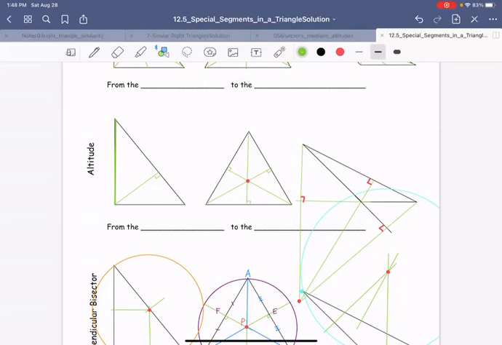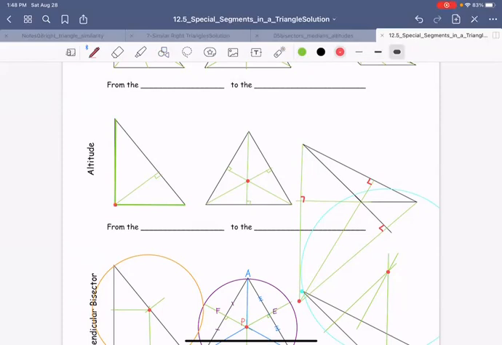And you draw from this, this is your vertex. You will draw the perpendicular line to the other side. So this can overlap. So for this right triangle, this altitude and this altitude and this altitude, the three meet at the same point over here. Does this make sense? Everybody okay here? Yes. I think so, yeah.